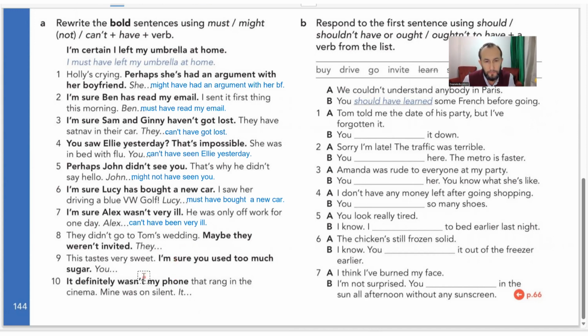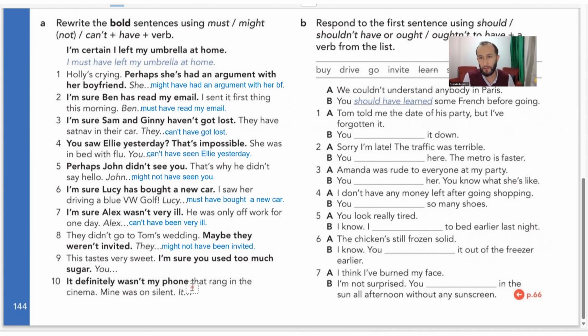Okay, number eight. They didn't go to Tom's wedding. Maybe they weren't invited. They might not have been invited. See, they might not have been invited.